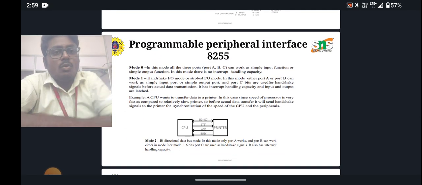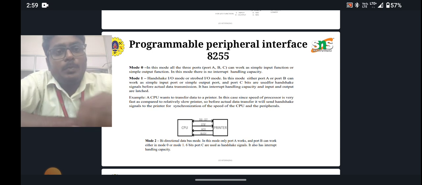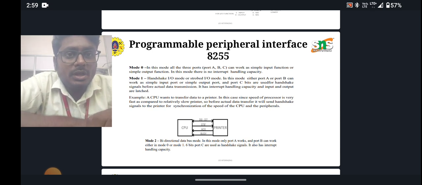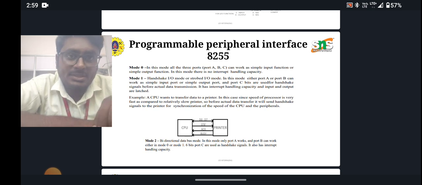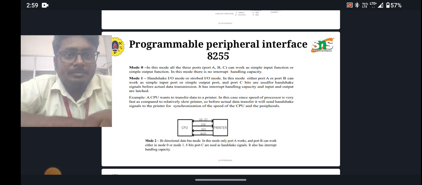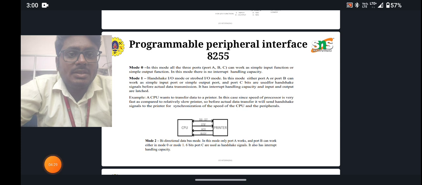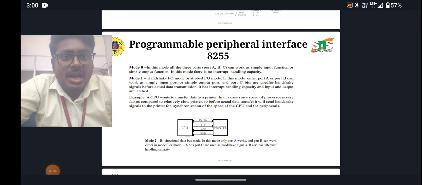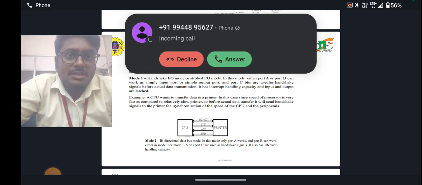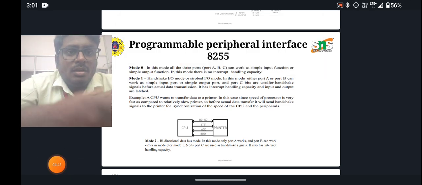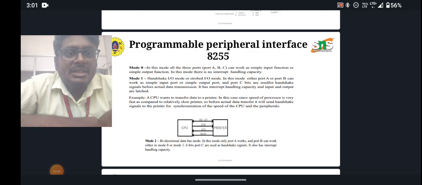In mode 0, all three ports, port A, B, C, can work as simple input or simple output. In this mode there is no interrupt handling capacity. In mode 1, the handshake IO mode or strobed IO mode, either port A or port B can work as a simple input port or simple output port, and port C bits are used for handshake signals before the actual data is transmitted. It has interrupt handling capacity and inputs and outputs are latched.